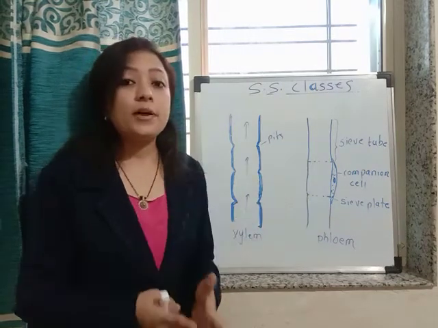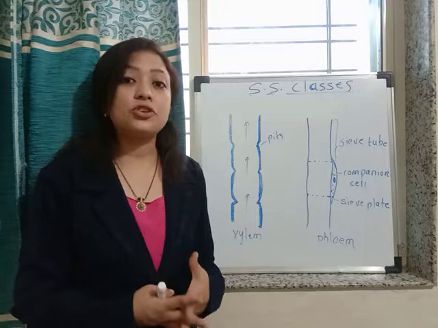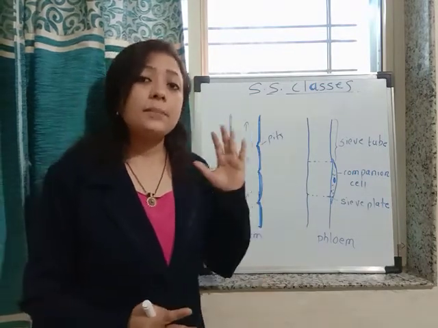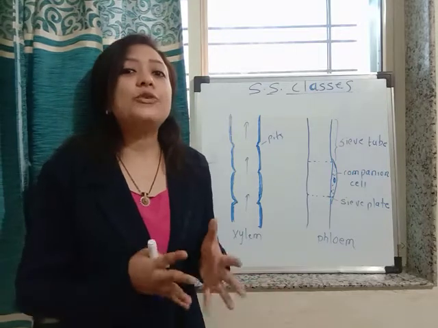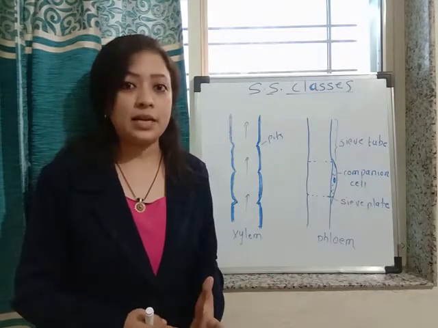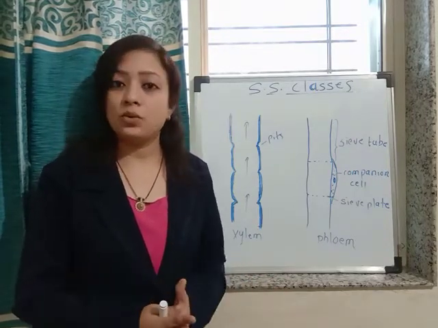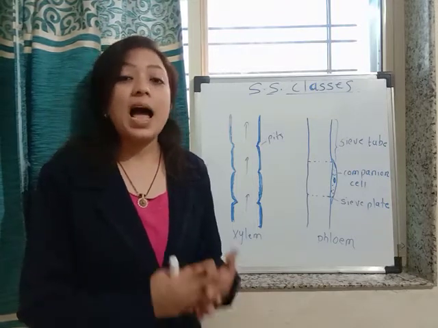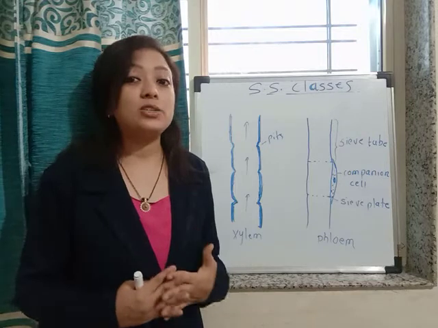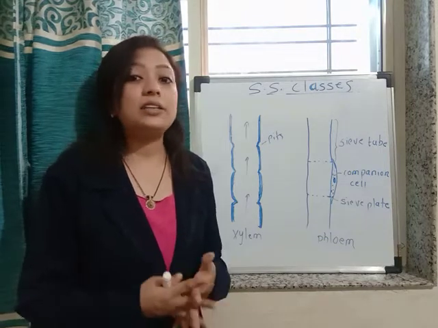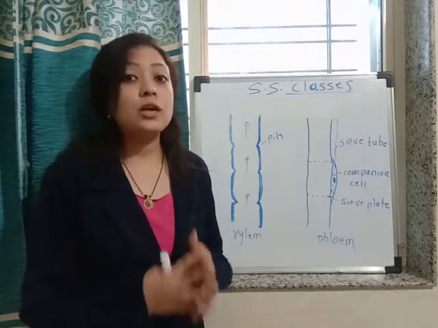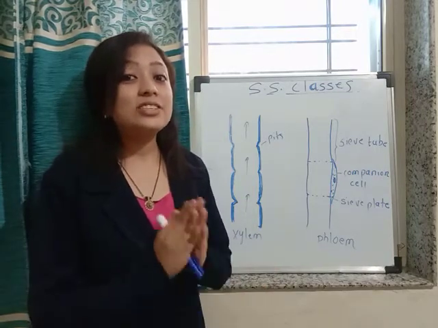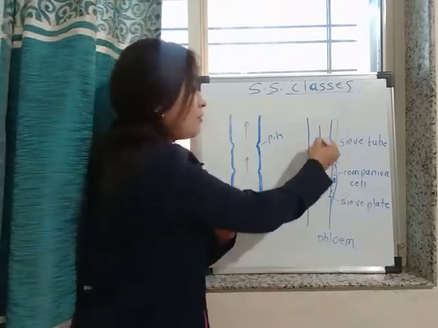Now, the phloem plays an important role in the conduction of food in all directions. Because of photosynthesis, the food is synthesized in the leaves of the plant. And this food is nothing but glucose. This glucose later on converts into starch. And the starch is stored in different parts of the plant body. Especially, the starch is stored in the roots of the plant. So, from the leaves up to the root, the starch is transported with the help of phloem.